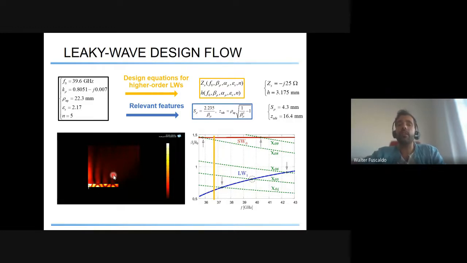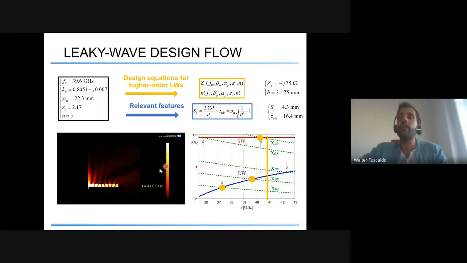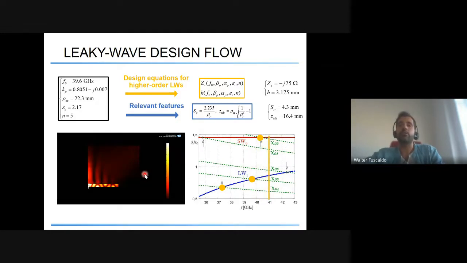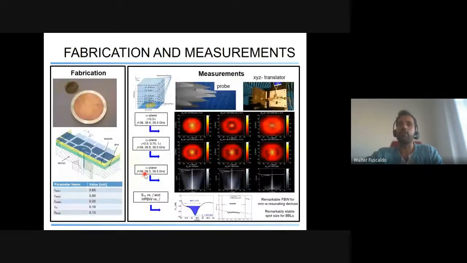Here you can see a video that shows how the near field distribution changes for different frequencies. You can see that at 37 gigahertz we have the first resonance with the fourth null. When we approach 39.6 gigahertz, we have a resonance with 5 zeros of the Bessel function, and now we will have a surface wave contribution up here with 9 zeros. And this shows how this structure is supposed to resonate with both leaky waves and surface waves.